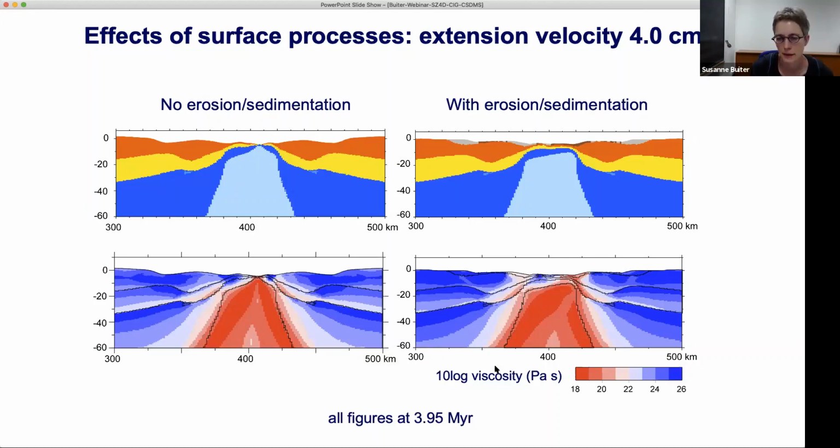I should say that this is a logarithmic plot of viscosity where the reddish colors are low viscosity, bluish colors are high viscosity. And you can see that in the continental crust of the model without surface process, the lower crust of the continent has low viscosity, but before this lateral rift migration mode can actually start, the crust breaks up. But if we add sediments, they suppress this early breakup and they then allow this rift migration mode to develop.